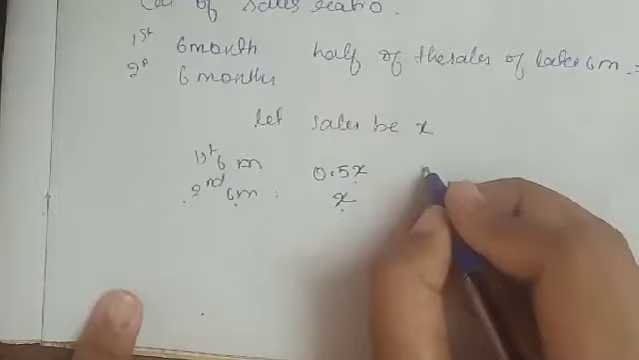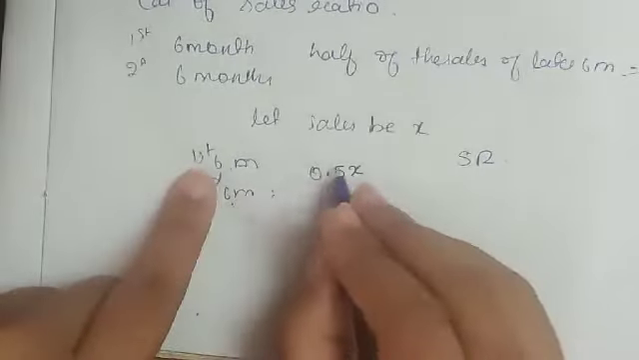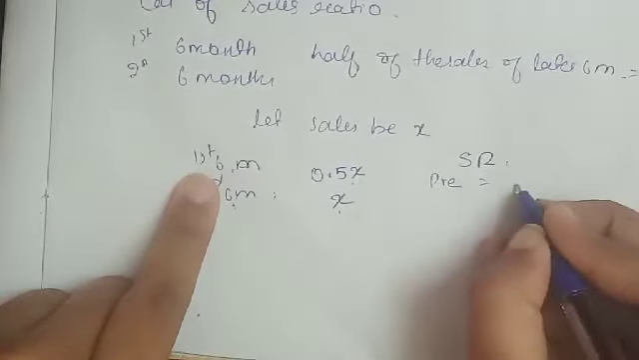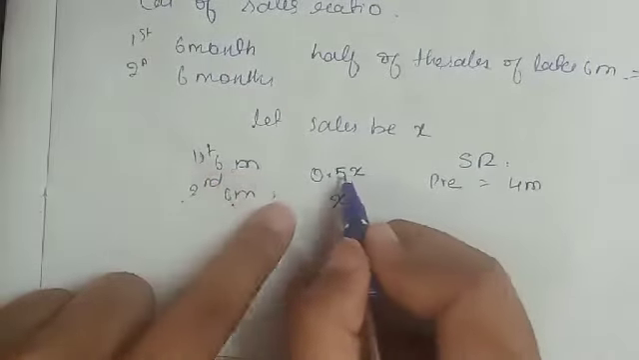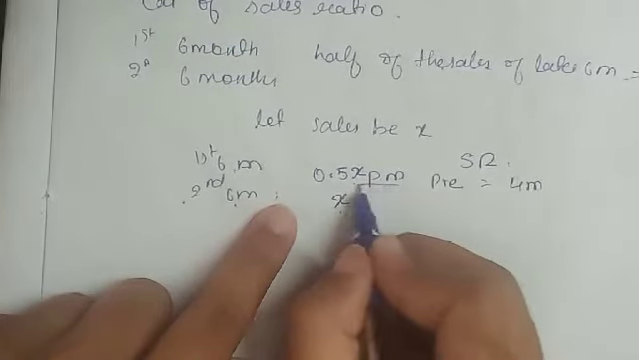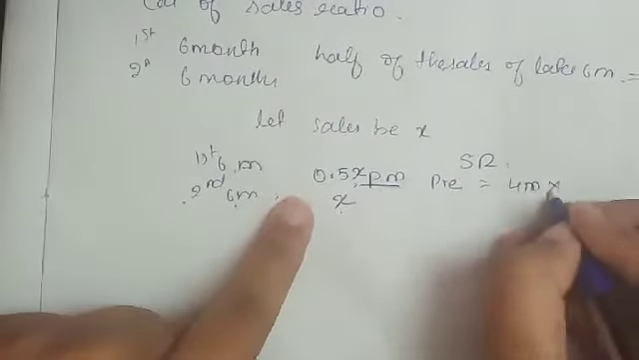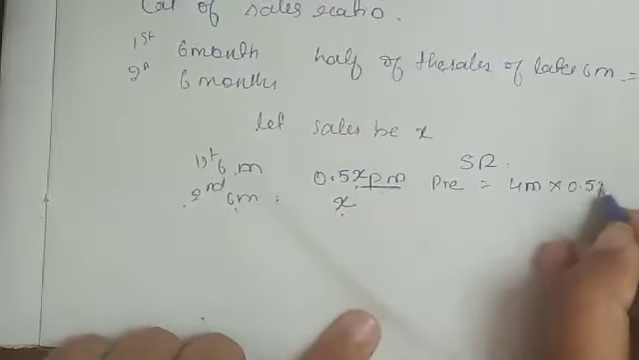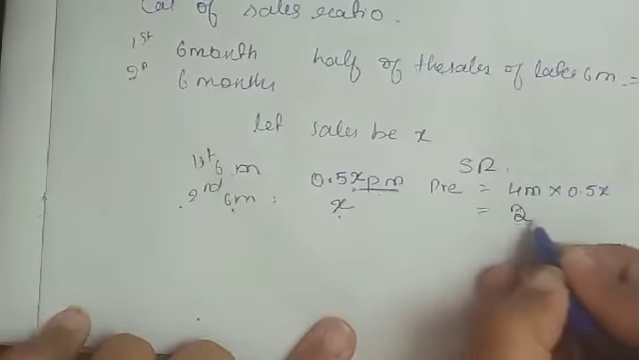Now we'll do the sales ratio. How do we do the sales ratio? This is for the first 6 months. Now for the pre-incorporation, we had 4 months. Yes or no? 4 months we had. This is the sale per month. Okay, they have given it per month. That's why we will multiply it by 4 months to get the pre-incorporation sales. 4 months into 0.5x will be our pre-incorporation sales, that is 2x.